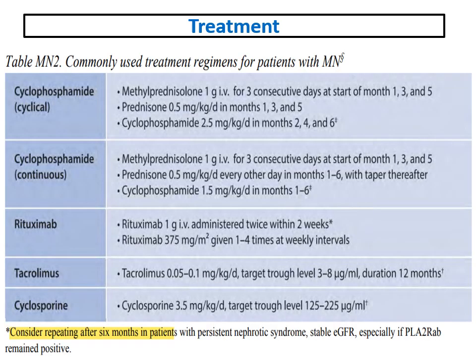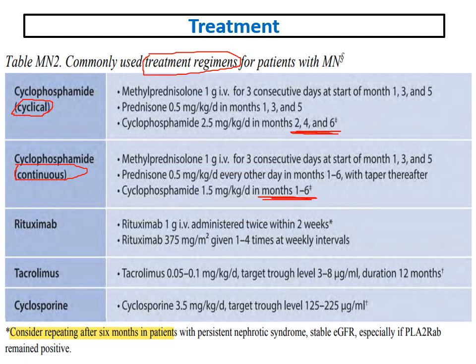Now let's talk about the different treatment regimens. With cyclophosphamide we have two regimens, the cyclic regimen and the continuous regimen. In the cyclic regimen, we give cyclophosphamide in 3 months over a period of 6 months, in months 2, 4, and 6. In the continuous regimen, we give cyclophosphamide for the whole 6 months period.